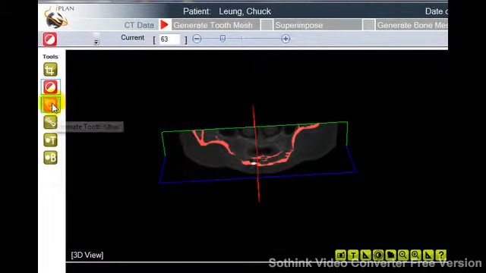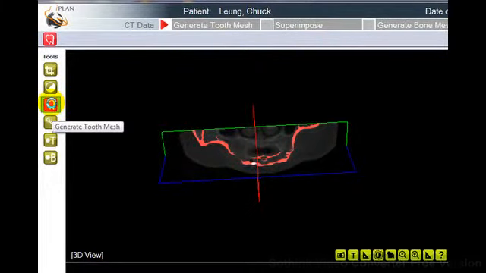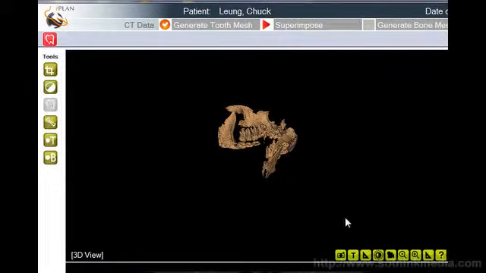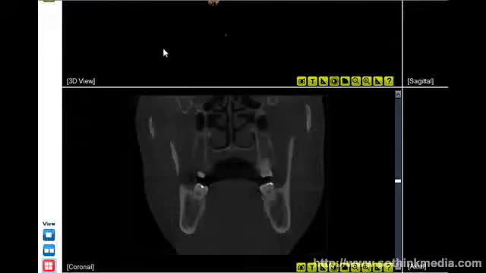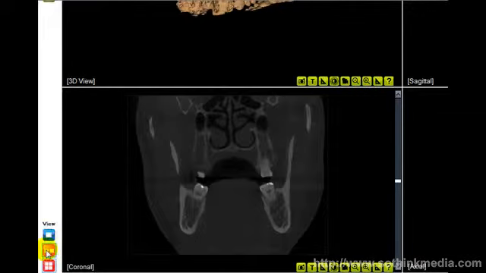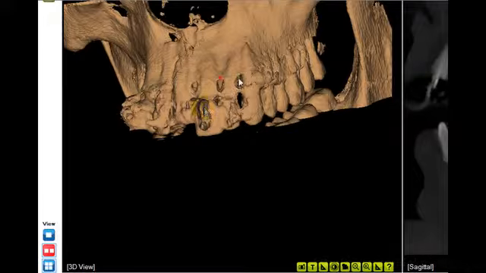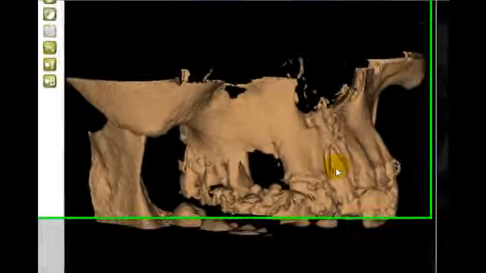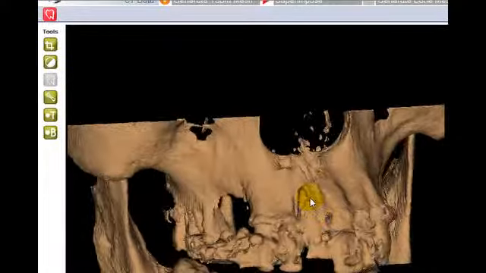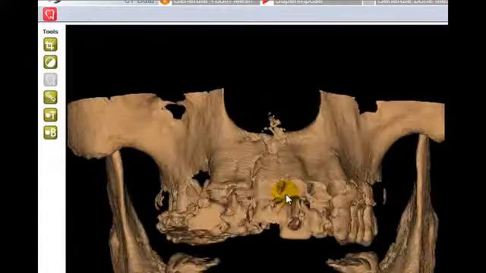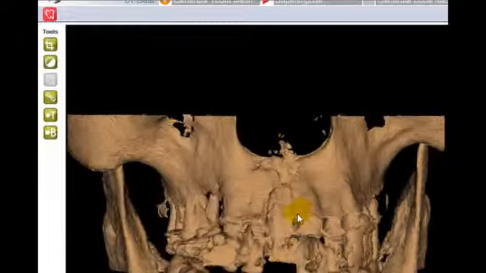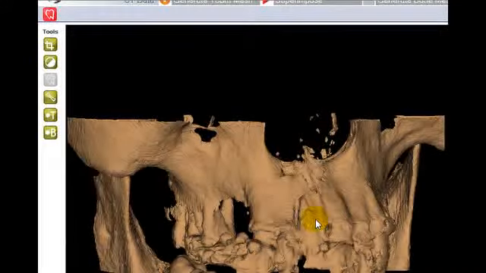So we can go ahead and generate the 3D view, and looking at the 3D view right here, we can see all that scatter that we got from the metal that's in there. Again, this represents the 3D view with all these icicles from the scatter of the metal, which will take quite a bit of time to clean up.